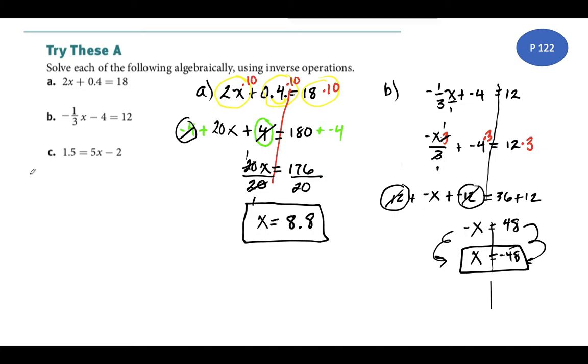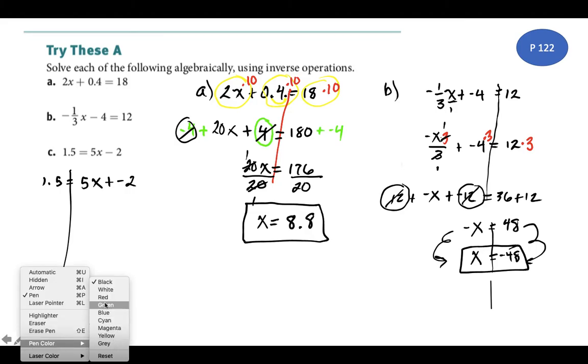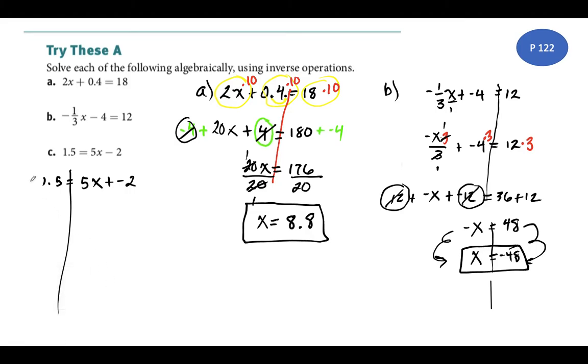All right, last one is C. 1.5 is equal to 5x. Instead of minus 2, I'm going to write plus a negative 2. Okay, I don't want a 1.5. I'd like no decimals at all. So I will multiply by 10.